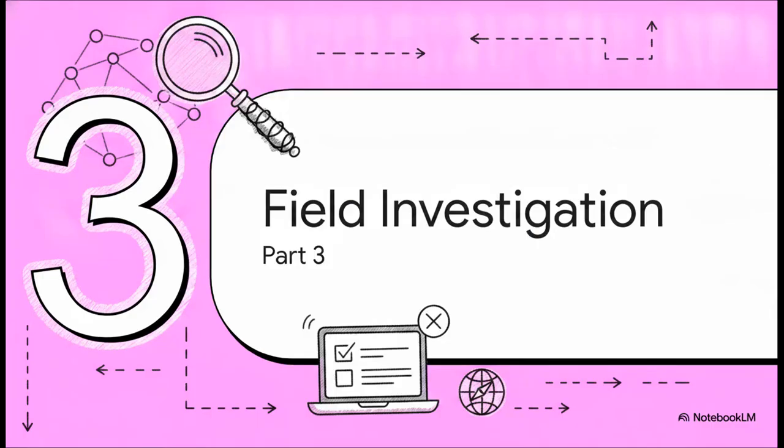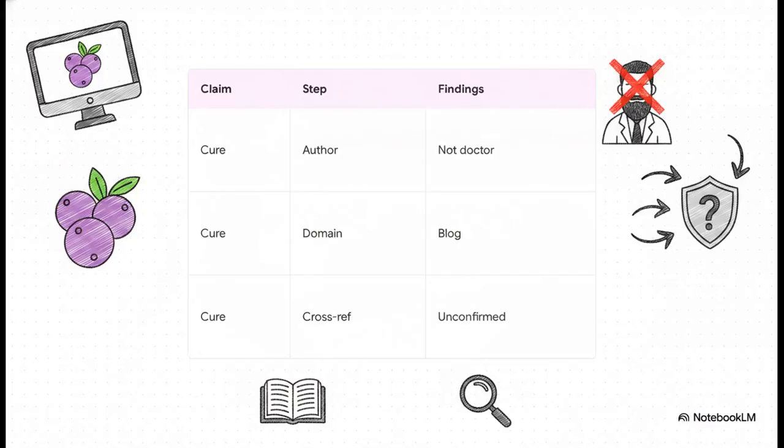Part 3. Solving a real scenario. Let's test this out. Imagine our suspect is a website claiming that eating a newly discovered purple berry will cure the common cold in exactly 1 hour. Okay, let's run this through our checklist.